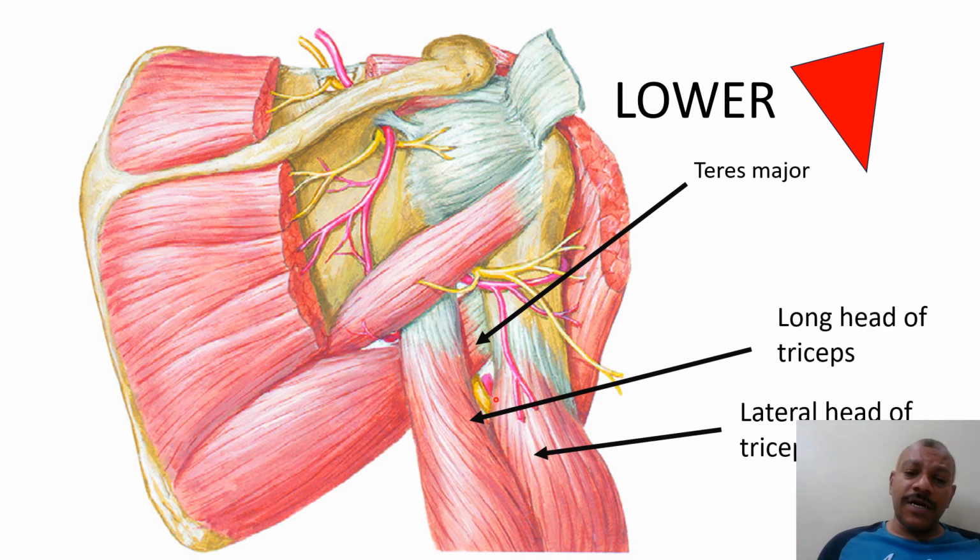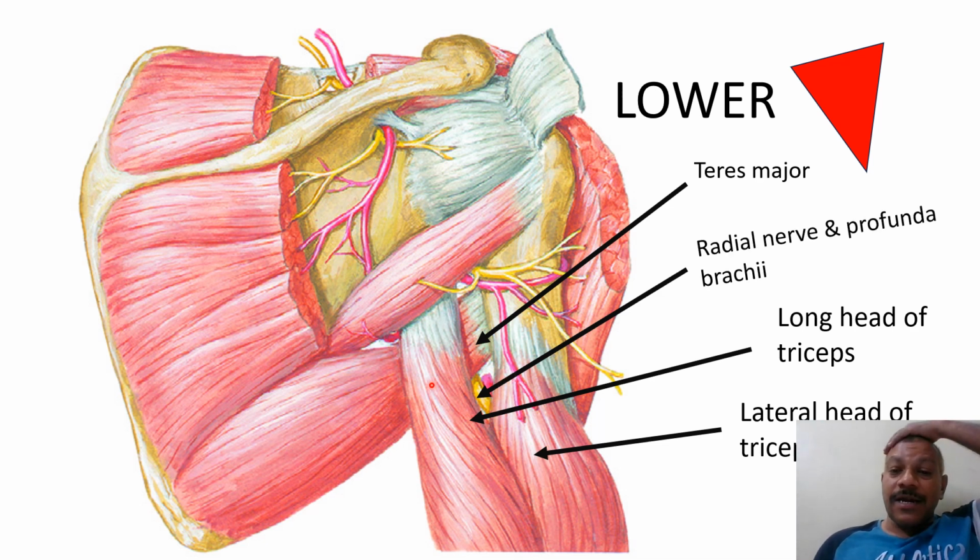Now what are the contents you can identify? The contents passing through this lower triangular space are the radial nerve and the profunda brachii artery. Along with that, you can identify the vein also. So remember, three structures pass through this lower triangular space. They run in the spiral groove on the posterior surface of the shaft of humerus in order to supply the triceps brachii.